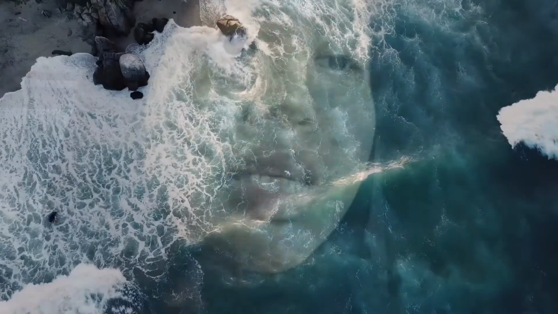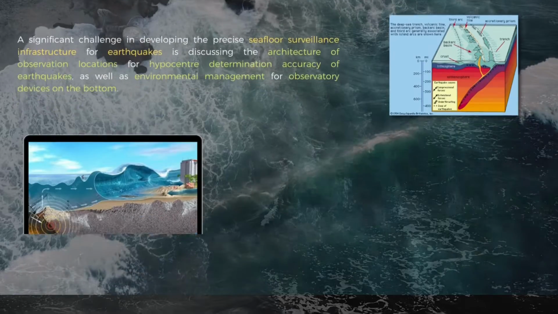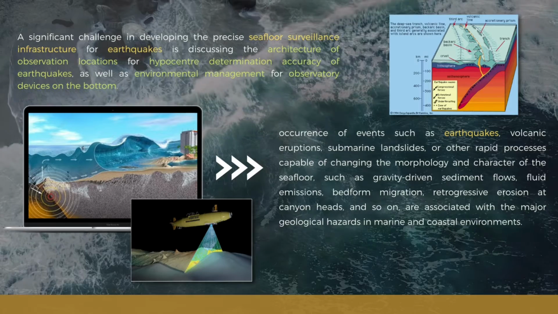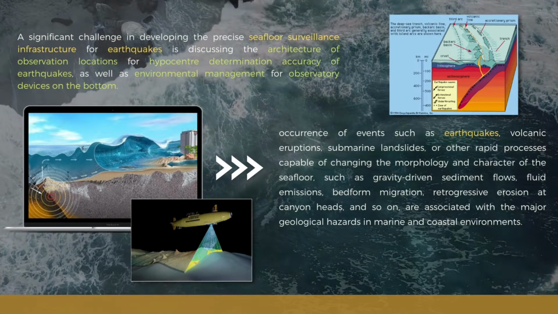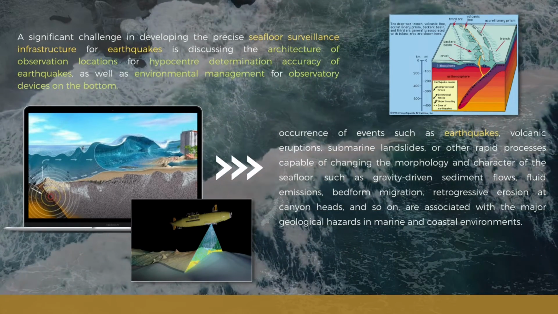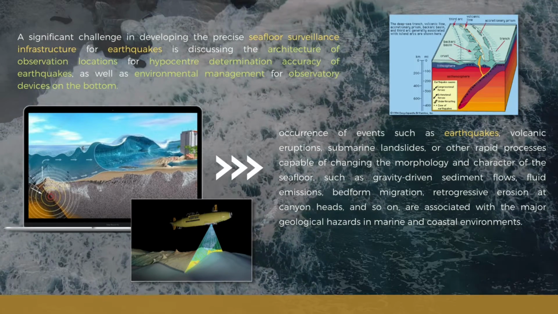The vast majority of our oceans, on the other hand, remain uncharted, unexplored and undiscovered. Only a small area of the seafloor has been mapped using direct measurements. The remaining bathymetry is calculated using satellite altimeter data and only provides a rough estimate of the seafloor contour. A significant challenge in developing the precise seafloor surveillance infrastructure for earthquakes and tsunamis is discussing the architecture of observation locations for hypocenter determination accuracy of earthquakes, as well as environmental management for observatory devices on the bottom.